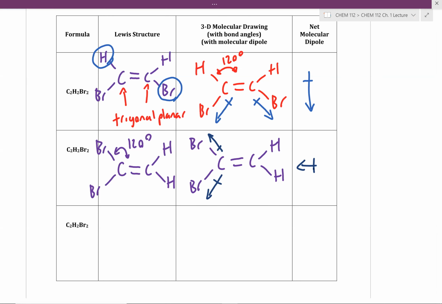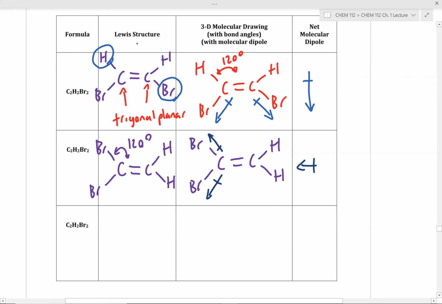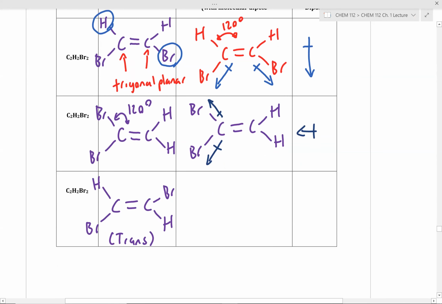Let's draw our third potential isomer, and this isomer is known as a stereoisomer. In this case, we have our bromines on opposite sides of our carbon-carbon double bond. We call this the trans stereoisomer. Stereoisomers have different what? Yes, different shape. So these two species are stereoisomers.